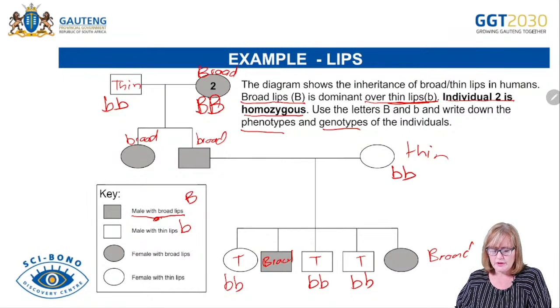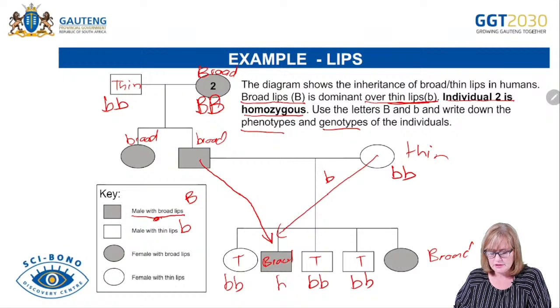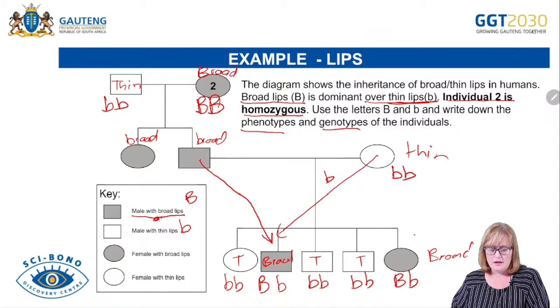So now we look at this boy here. This boy has a father that has the dominant trait, and a mother that has the recessive trait. So the mother can only give him a small b. So now we already know that this one will be heterozygous because he's got the dominant trait. Same here. Exactly the same with the sister here, because she's getting the recessive one from the mother.